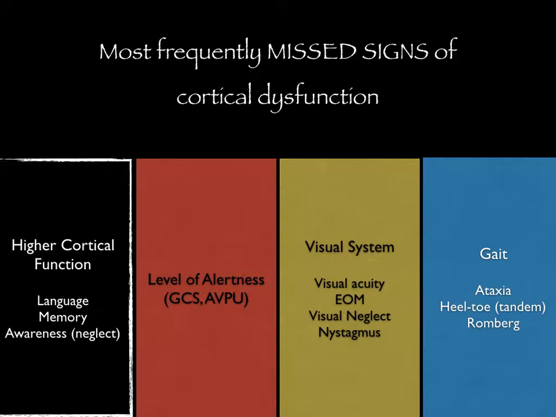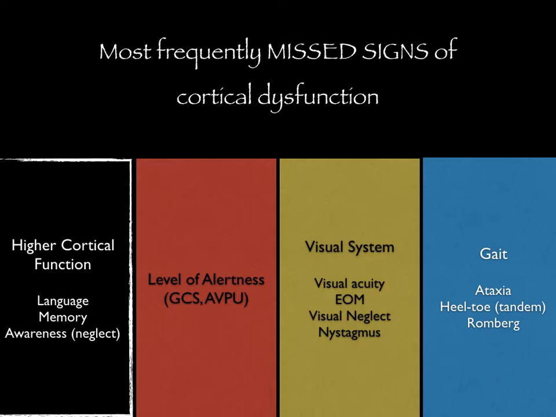Now, the most frequently missed signs of cortical dysfunction are in these four categories. And this includes higher cortical function, so language is more often missed if it's subtle deficits in language or subtle problems with syntax or grammar. Okay, memory, which is often not tested, and awareness or neglect, which can be very subtle. Because a lot of people who end up with neglect compensate for it. And so sometimes if you're not really trying to root out neglect, you'll miss it.